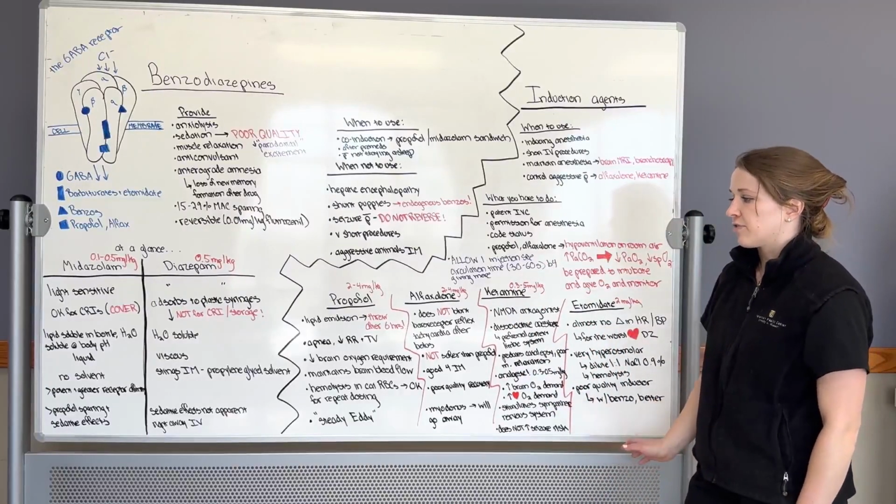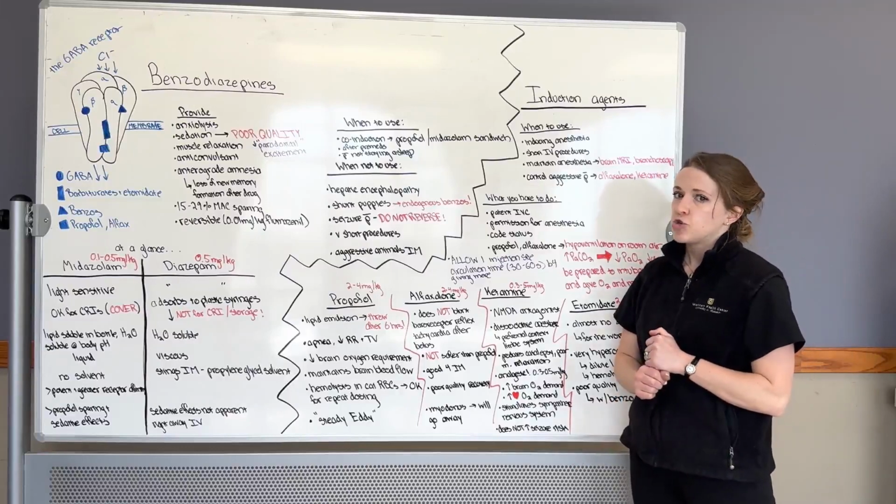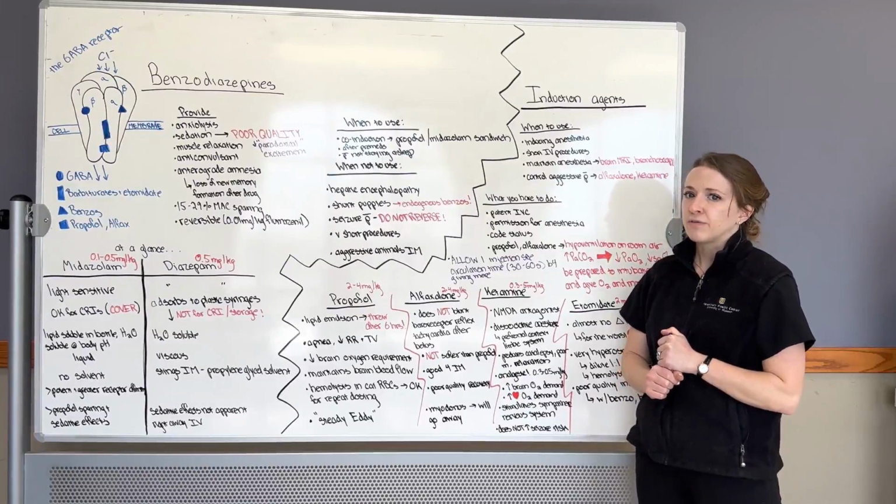I'm going to move on to Alfaxalone. Alfaxalone I usually dose at 2 to 4 mg per kg, IV or IM.